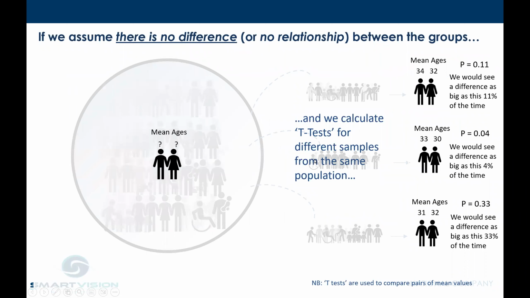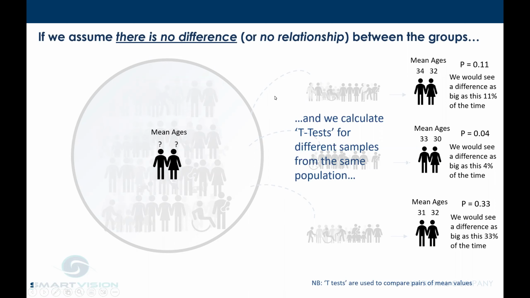If we return to our earlier example and we assume there is no difference or no relationship between the groups, i.e. the mean ages of men and women in this population are exactly the same, that's our assumption. We might find that when we actually collect data and run a test, it will give us a p-value and tell us the probability that there is no relationship or no difference between the two groups. I need to go into a little more detail on what we mean by that in just a few moments.